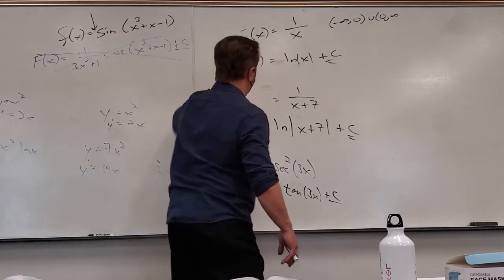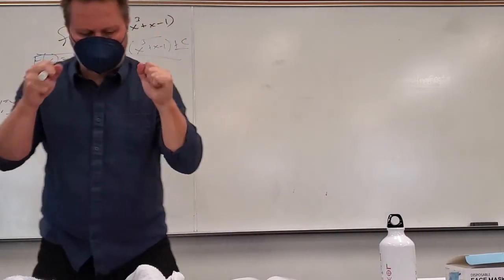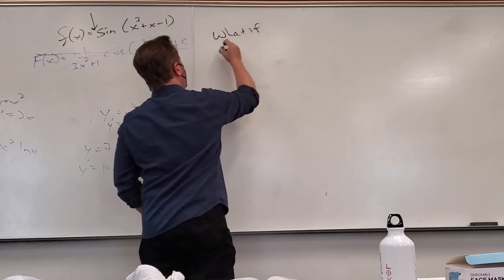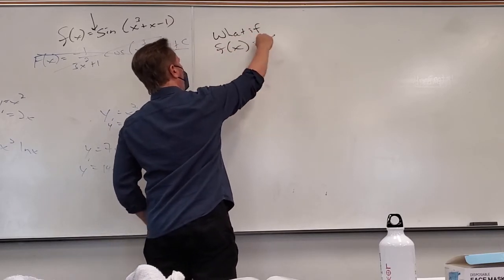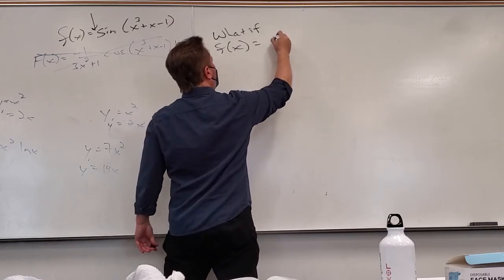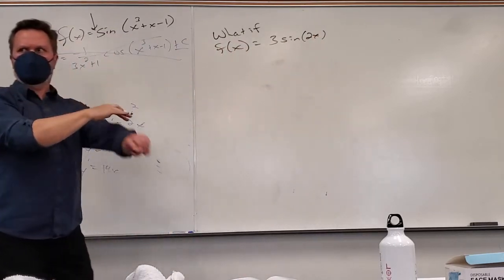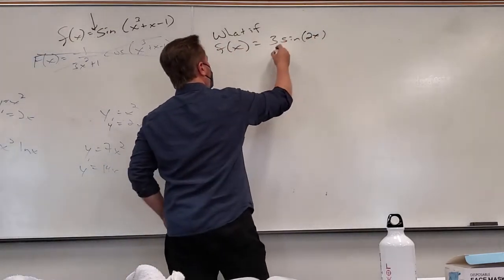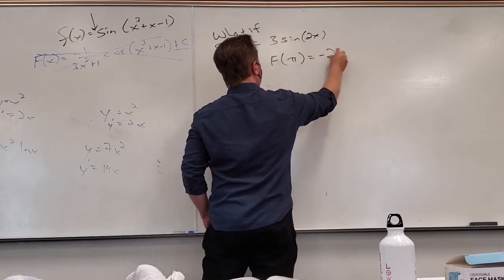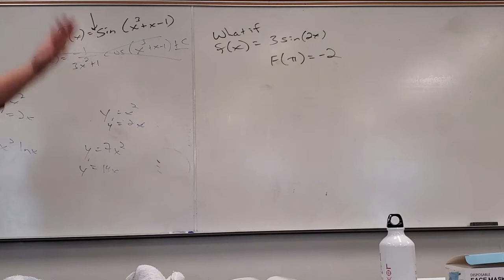Okay. Let's see. I keep forgetting to do a certain kind of problem. So what if they gave us, what do you got? 3 sine 2x, right? And they told us f of pi is -2. So did they give me more information than we've gotten so far? They being me, right?